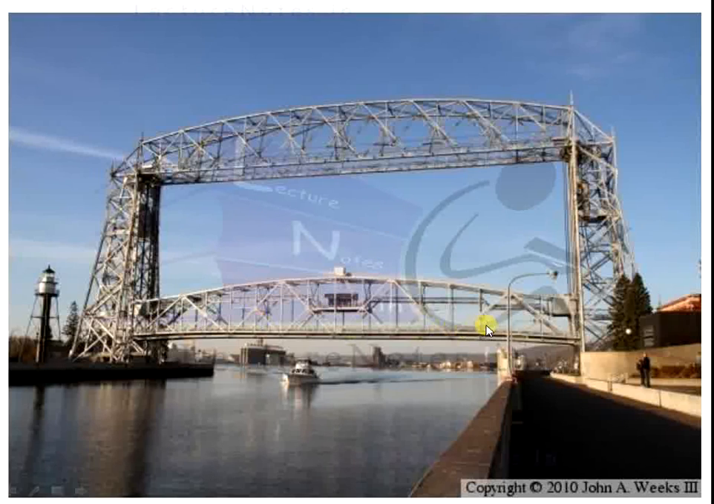The span of the bridge is easily moved with the help of the towers at both ends, and the span is lifted by pulleys with cables. Here we see the cables, and these cables are connected with the counterweight at the other end. This is one type of vertical lift bridge.